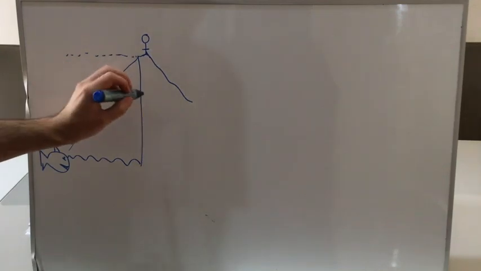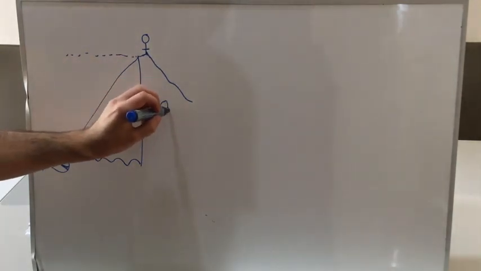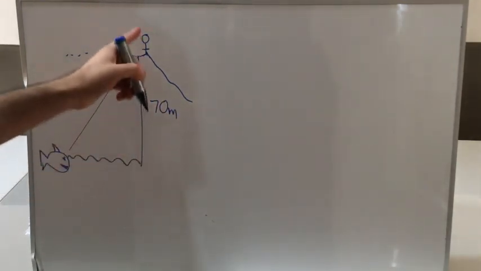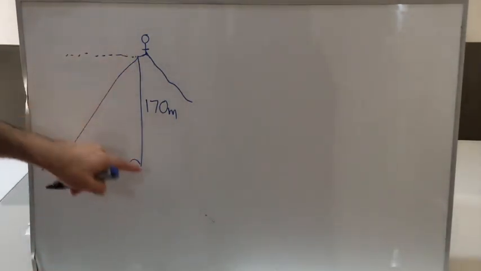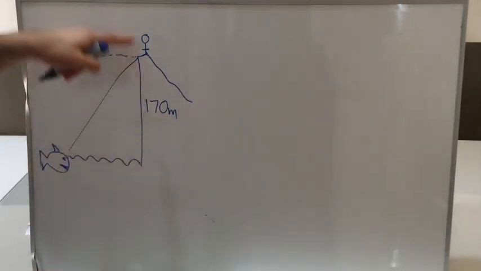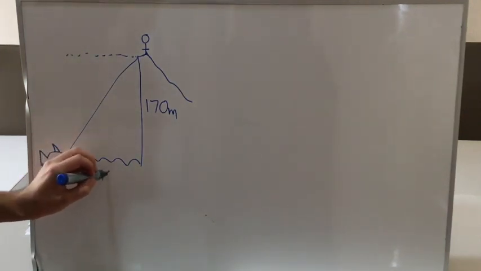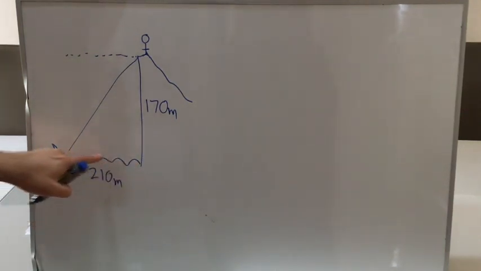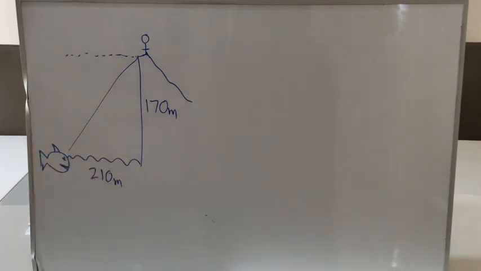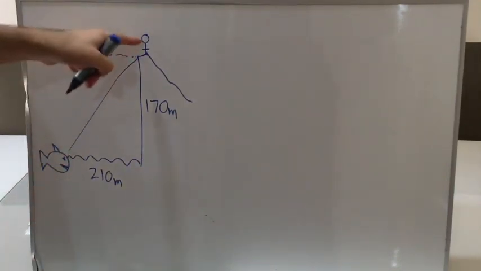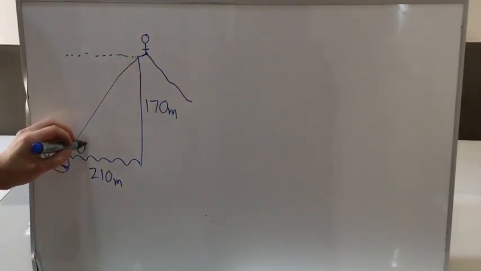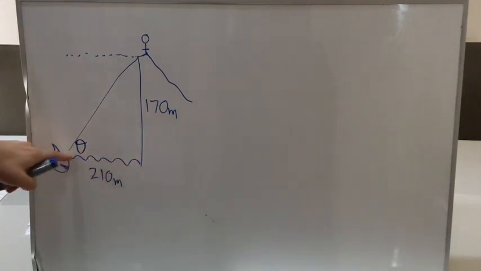Alright, the cliff is 170 metres tall, so it goes on that side there. Your numbers need to go on a side, not in a corner somewhere. The shark is 210 metres away from the base of the cliff down there. And I asked you, what is the angle of elevation from the shark to look up at the man? So the shark has spotted the man up there. His angle of elevation is always going to be touching the horizontal line down the bottom there.